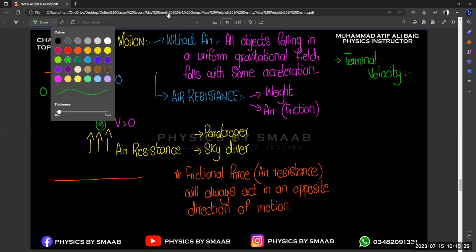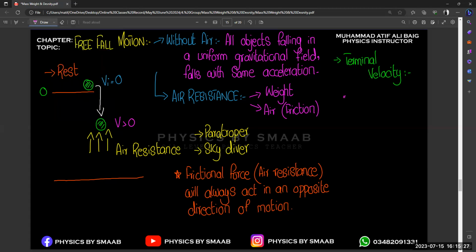So basically, if we want to write about terminal velocity, in simple words we can say that terminal velocity is a constant velocity, a type of constant velocity achieved at a specific position during the fall, right?